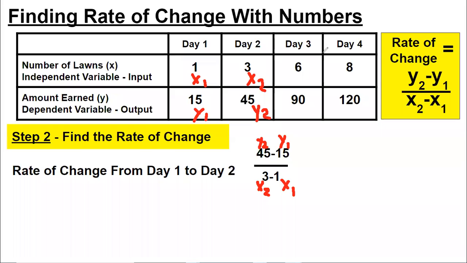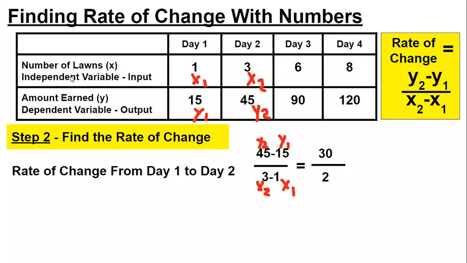Okay, so now we just do the math calculations. So 45 minus 15 is equal to 30, and 3 minus 1 is equal to 2. And then we do 30 divided by 2, which is equal to 15. So that is our rate of change, 15.